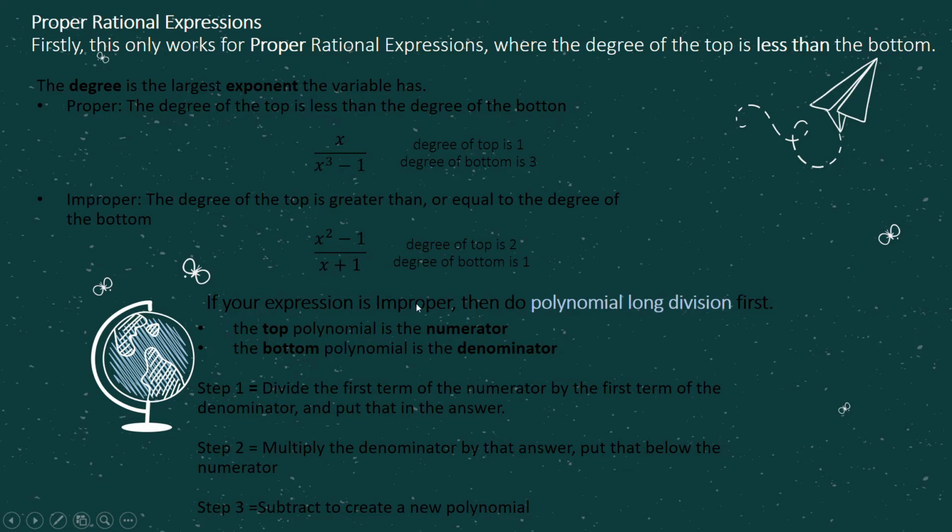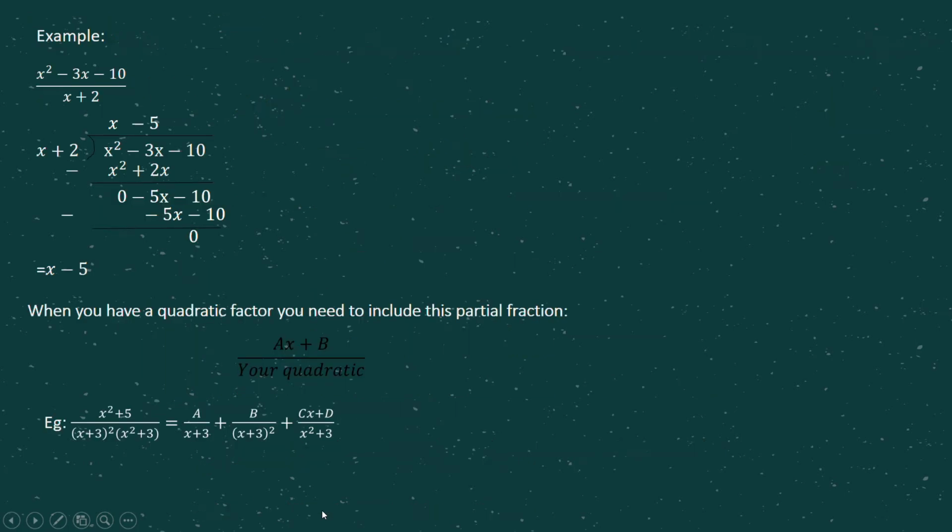If your expression is improper, then do the polynomial long division first. We must name the top polynomial as the numerator and the bottom as the denominator. Step 1. Divide the first term of the numerator by the first term of the denominator and put that in the answer. We must divide this by this. Step 2. Multiply the denominator by the answer. Put that below the numerator. And step 3, subtract to create a new polynomial.